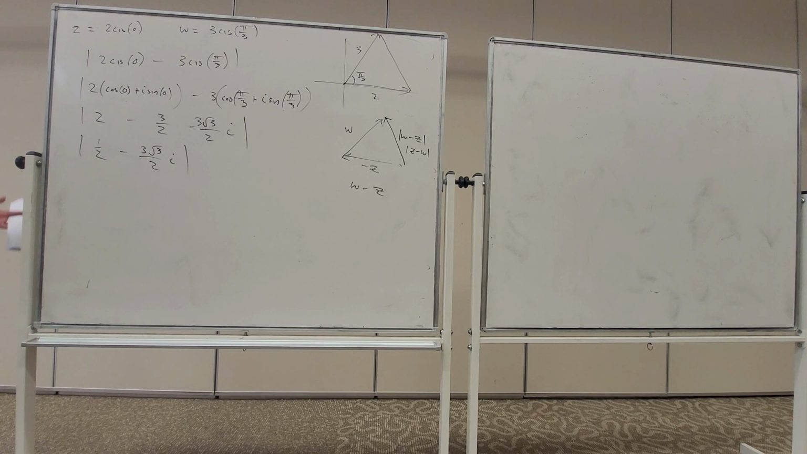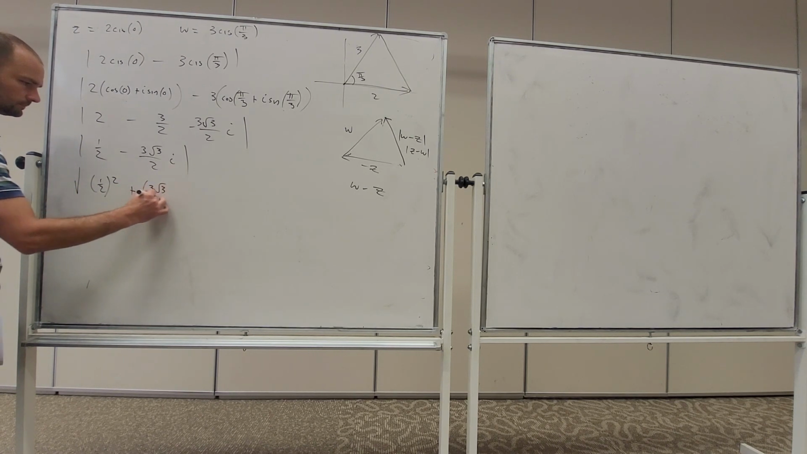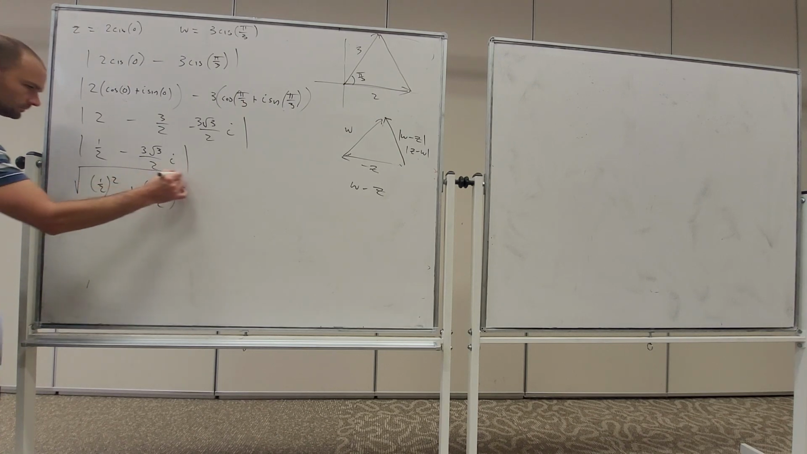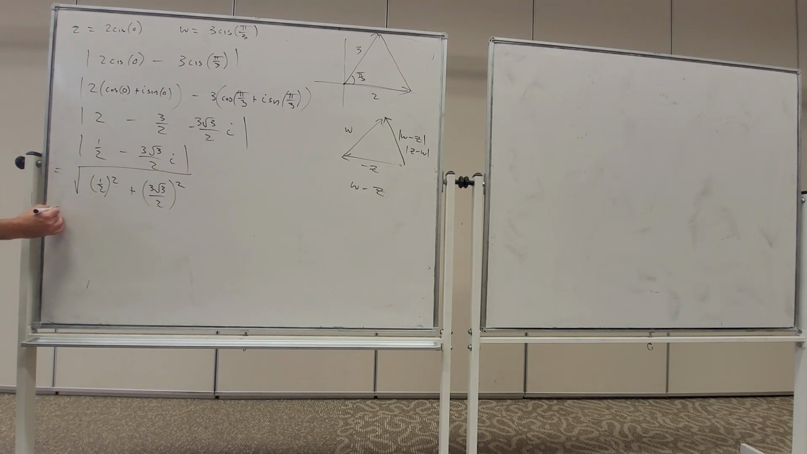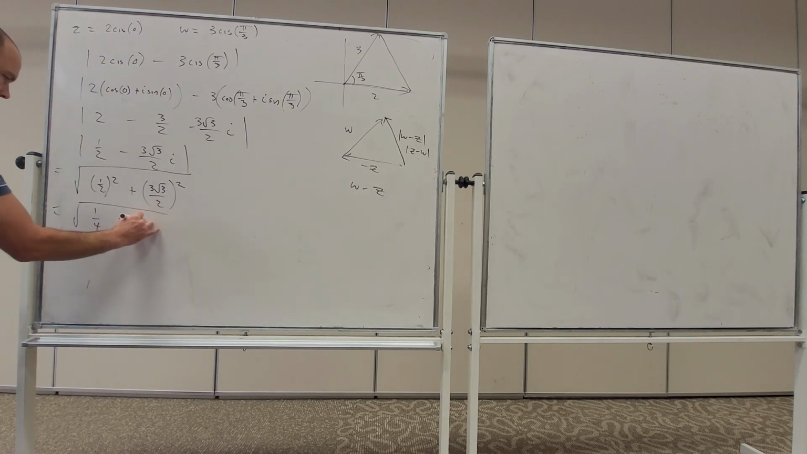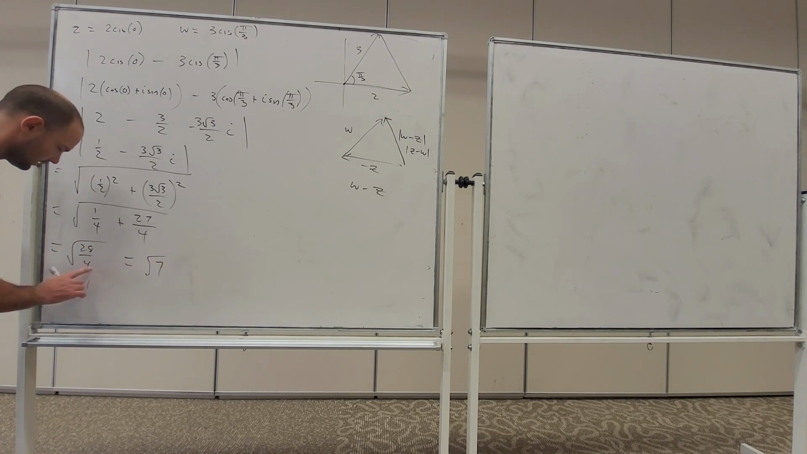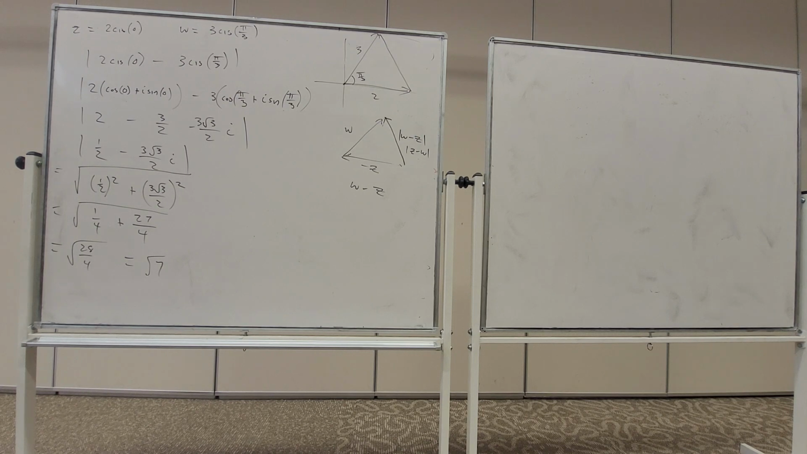And now we're just doing the modulus. The modulus of a complex number is the square root of the horizontal component squared plus the vertical component squared. So evaluate that. 1 on 2 squared will be 1 on 4. Here this is going to be 9 times 3, that's 27 on top of 4. They have the same denominator, so we have 28 on 4, and 28 divided by 4 is 7. So the distance is root 7 units.